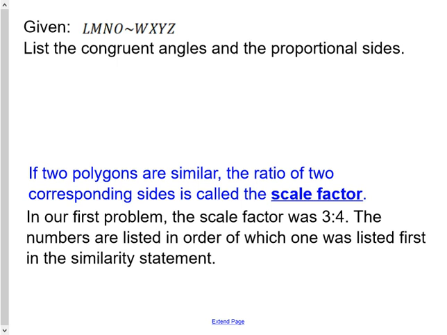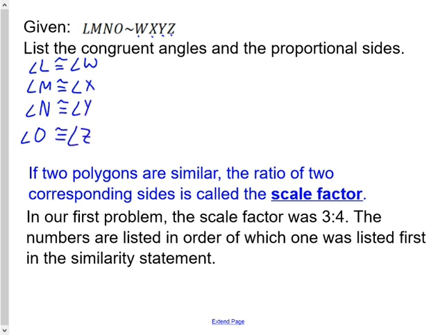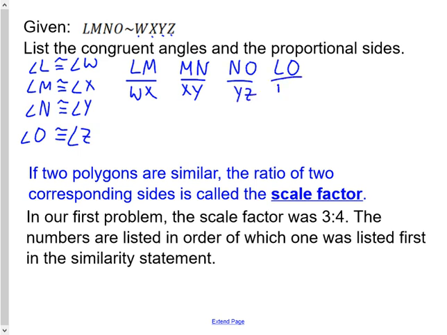Given LMNO is similar to WXYZ, list the congruent angles and proportional sides. Right? So this is the quick way to do it. List all the angles of the first one, and then going down, WXYZ: L congruent to W, M congruent to X, N congruent to Y, O congruent to Z. So again, it's not based on how I can match up the shape. It is based on that original statement. Next, doing the same with letters, LM, MN, NO, LO, to WX, XY, YZ, and WZ for our proportional sides.